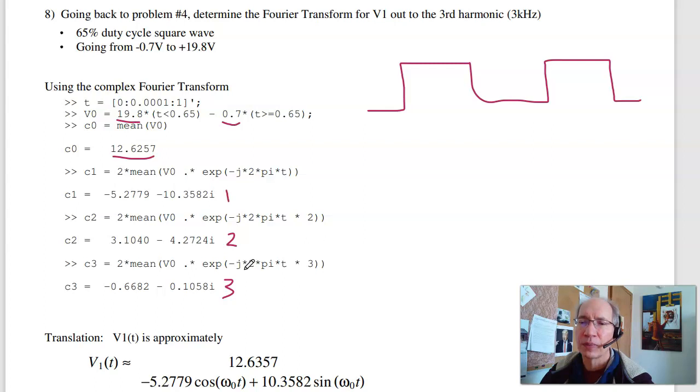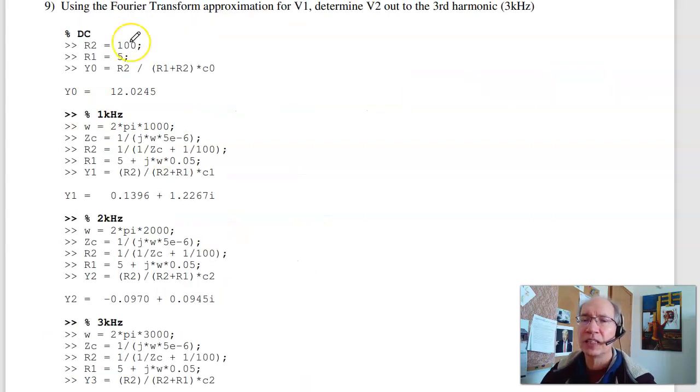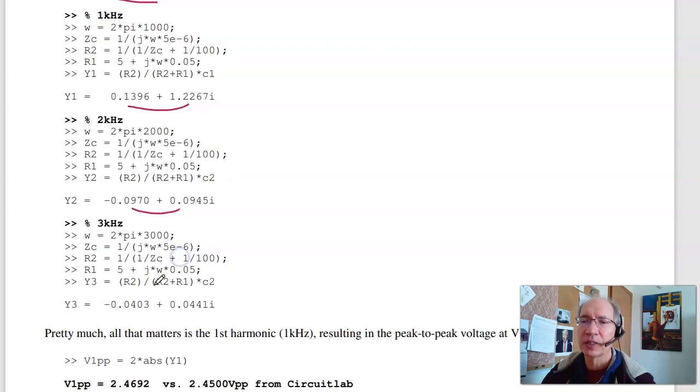Now find V2. And this is using superposition. At DC, it's just a voltage division. Inductor, capacitor don't matter. There's V2 at DC. At 1 kilohertz, here's the frequency. Here's the capacitor. R2 is the capacitor in parallel with the resistor. R1 is 5 plus the inductor, j omega L. The output is R2 over R1 plus R2 times C1. There's the output at the first harmonic. Repeat at the second harmonic. Repeat at the third harmonic.